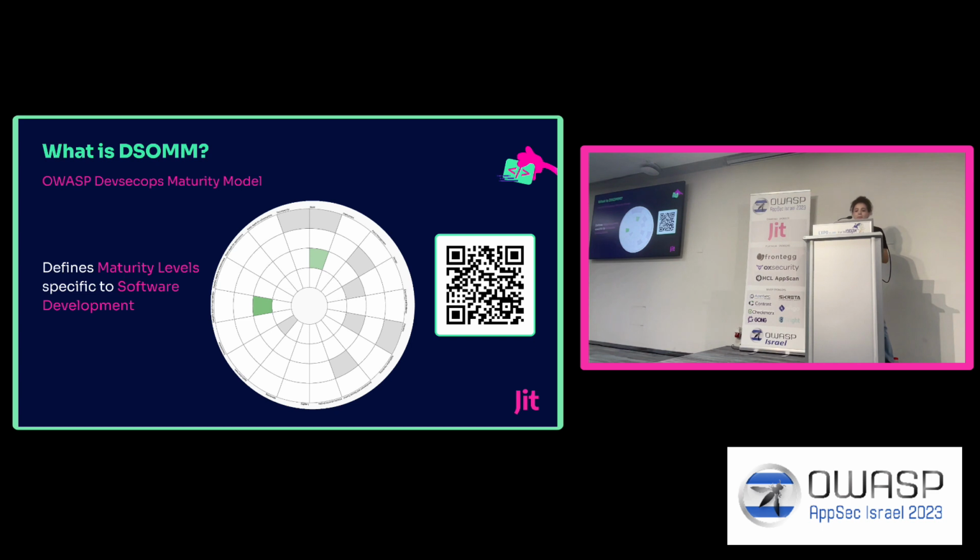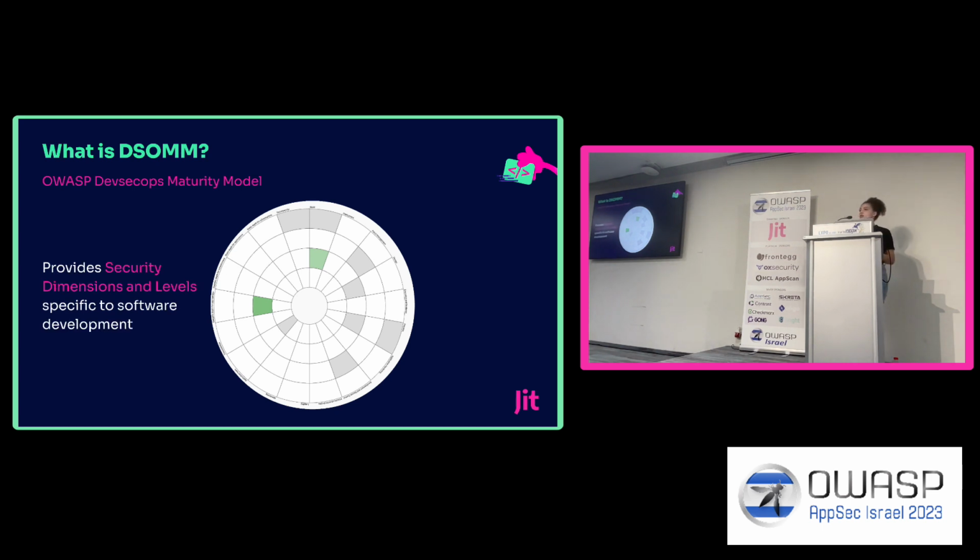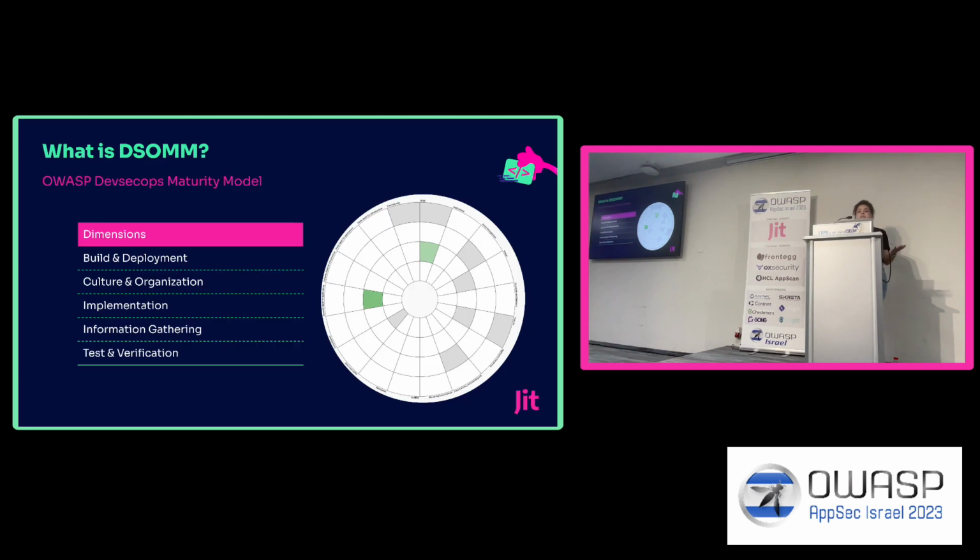measure security. And we can see right away the difference from the CMMI level, the waterfall shape, and the layers here are very specific. They're specific to software development. Each of these layers is built by the dimensions and subdimensions, and the dimensions that we have are build and deployment, culture and organization, implementation, information gathering, and test and verification.